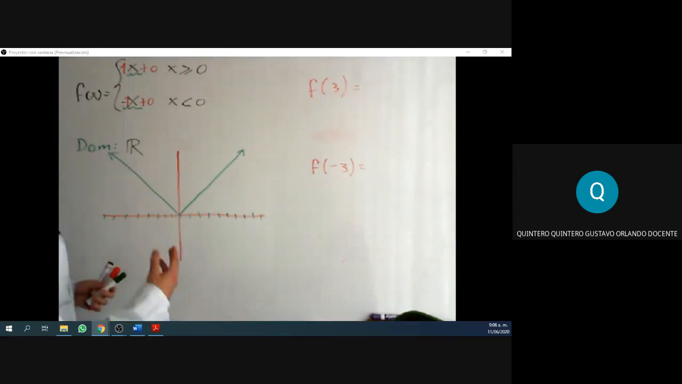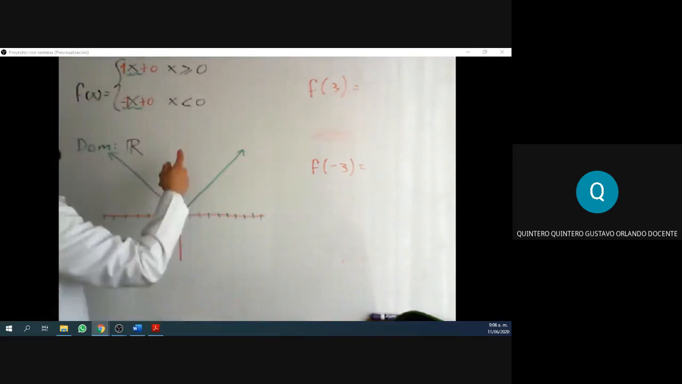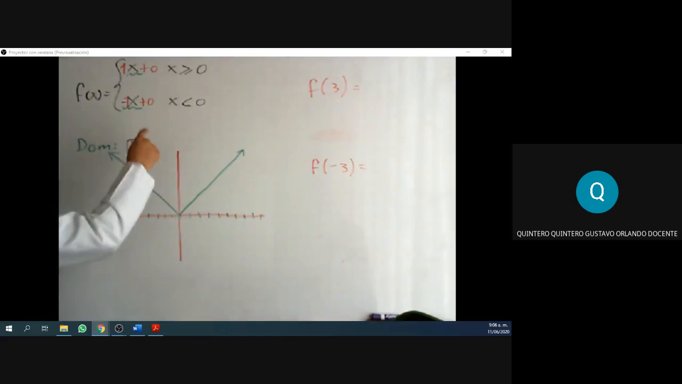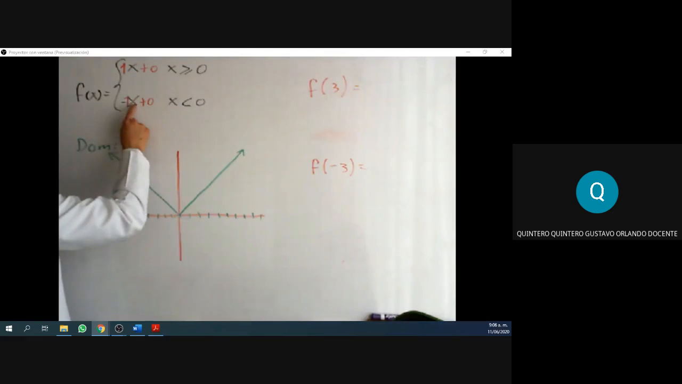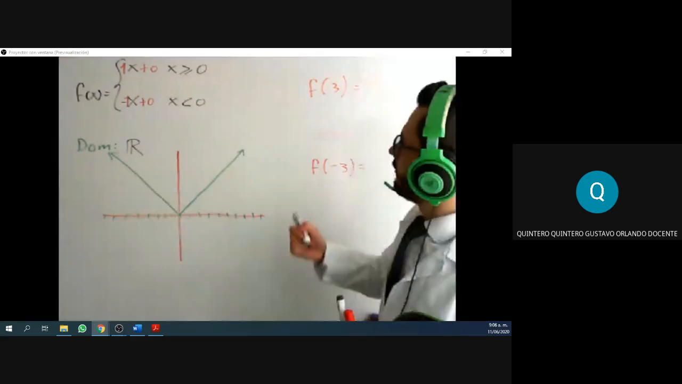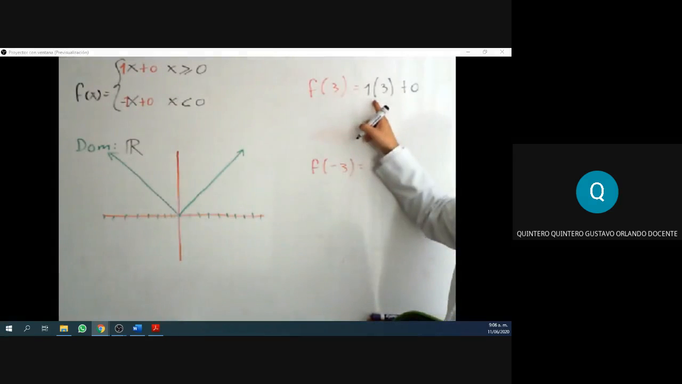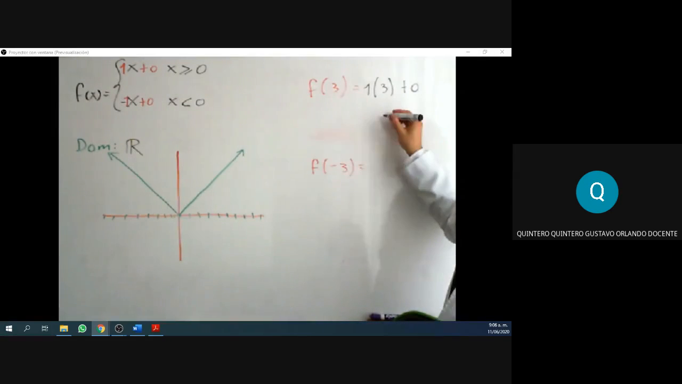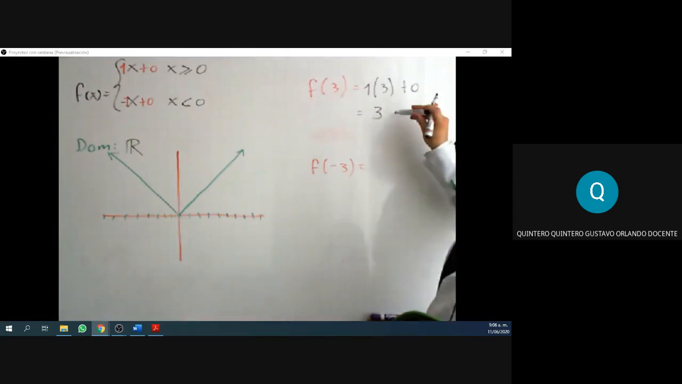That's it. How do we replace? Simply by changing the value of x for a 3 and then doing the operation. If we change the value of x by a 3, we're going to have 1 times 3 plus 0. Let me write it here. 1 times 3 plus 0. If we do this operation, we're going to have exactly 3. That is it. We did it.